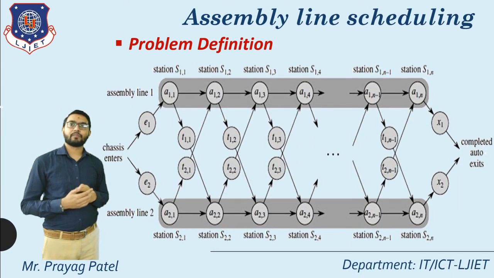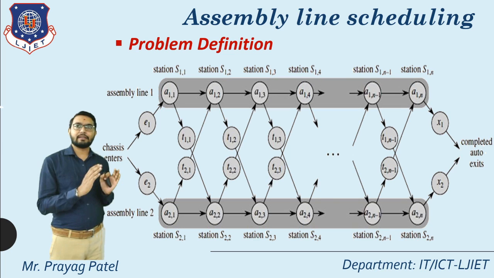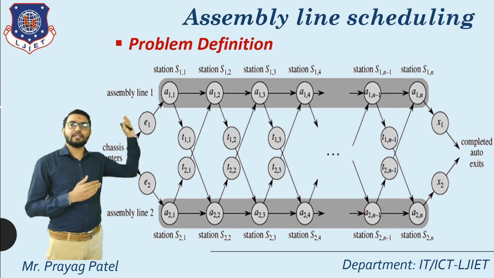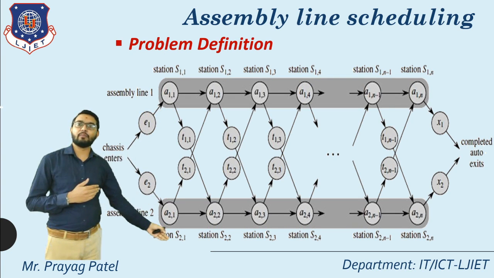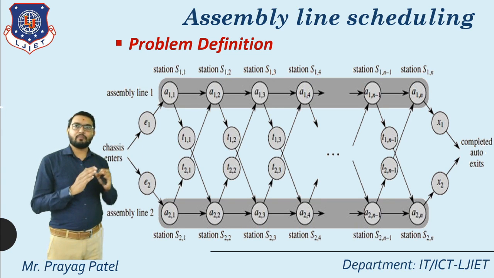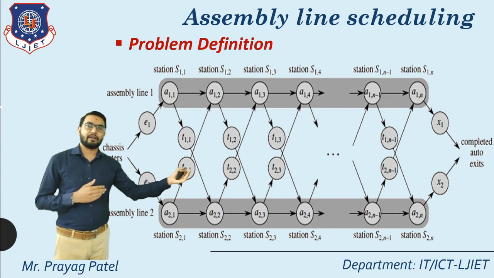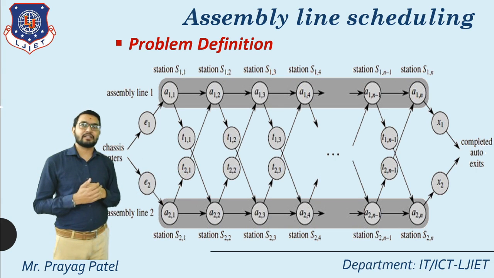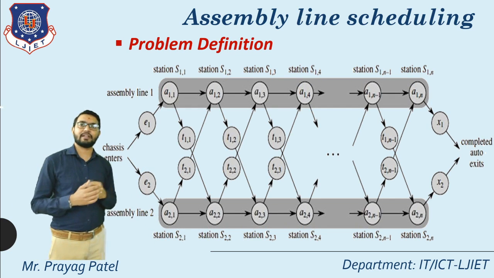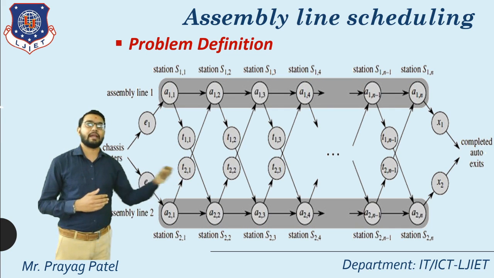Now understand, using this example, how we can perform assembly line scheduling. Consider n stations. First consider assembly line 1, and on the bottom side assembly line 2. In assembly line 1, the stations are S11, S12, S13, S14 up to S1n, and the one before S1n is S1n-1. For the bottom level, the first station is S21, then S22, S23, S24 up to S2n.